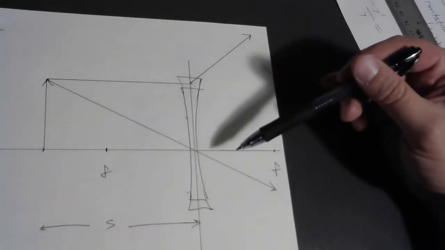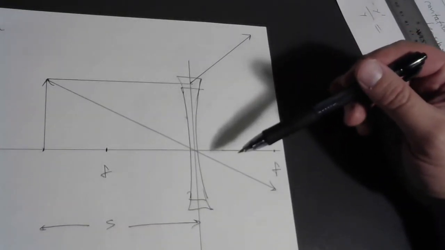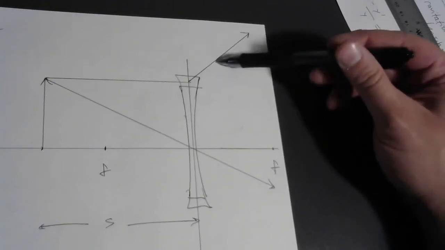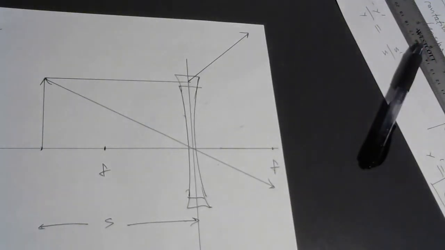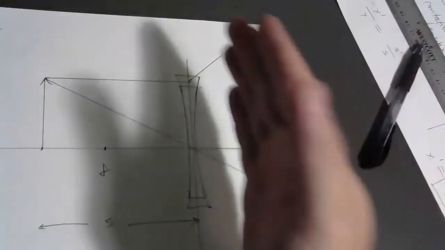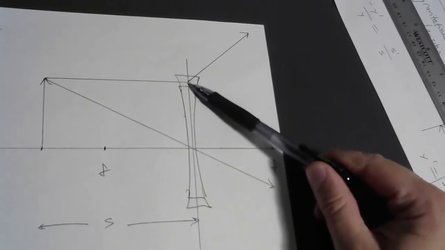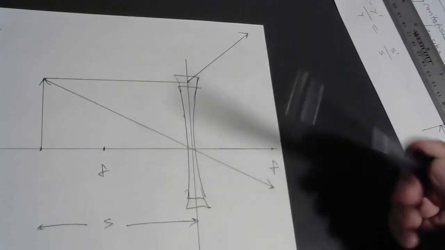And just like the case of a converging lens with the object inside the focal point, these 2 refracted rays are not going to converge over here. There will be no real image formation on the other side of the lens, but you can already see that if you extend this backwards, these 2 would intersect.